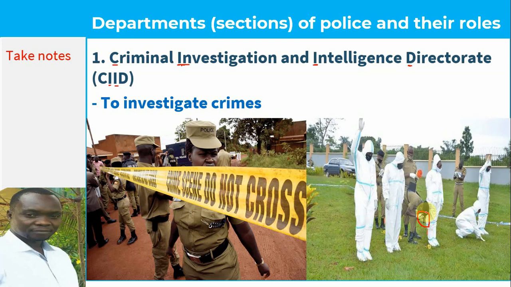I want you children to take note of the English that we use here. We have crime, we have criminals, we have crimes. The plural form of the word crime is crimes. And then the noun is criminal. The person who commits a crime is called a criminal. So that is the first department of the police.